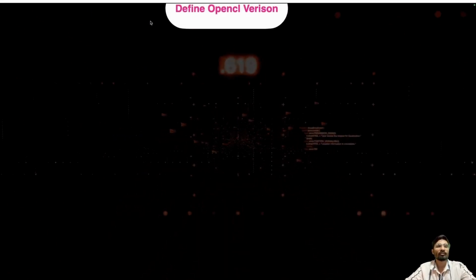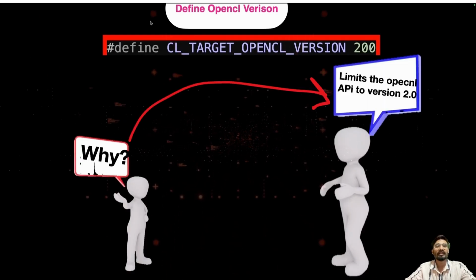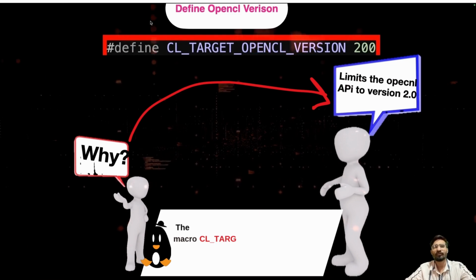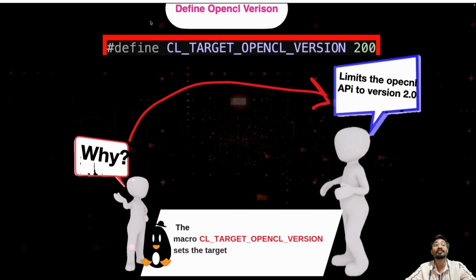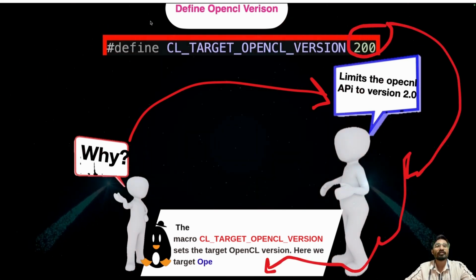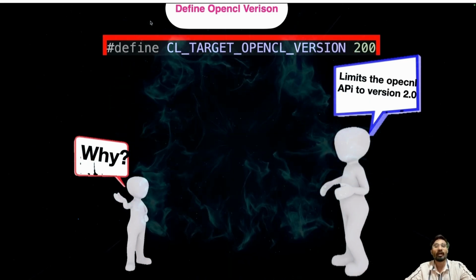So we use the macro CL_TARGET_OPENCL_VERSION. Why? This macro limits the OpenCL API to version 2.0 features. It prevents accidental use of newer APIs and ensures forward compatibility across different hardware and SDK versions. So here the argument 200 corresponds to OpenCL version 2.0. This value ensures that functions from OpenCL 2.0 and earlier are available.